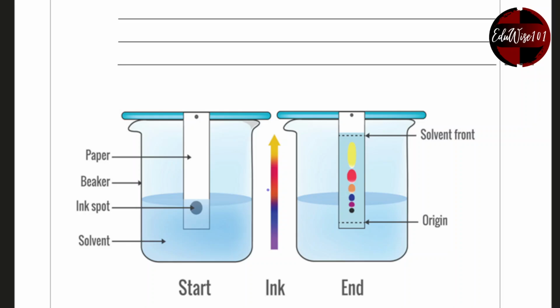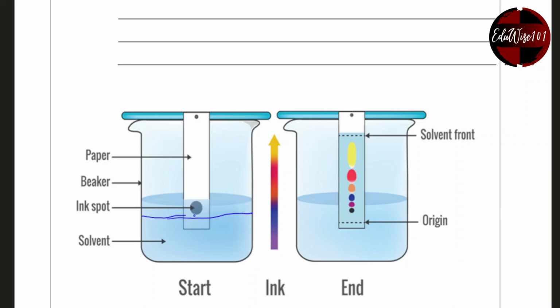So you've got the beaker, right? And now this diagram, the reason I didn't show this before is because this diagram is not entirely correct. Because you can see the ink spot, the solvent, and it looks like the solvent level is right over here, which is actually wrong. So the solvent level should be somewhere there.